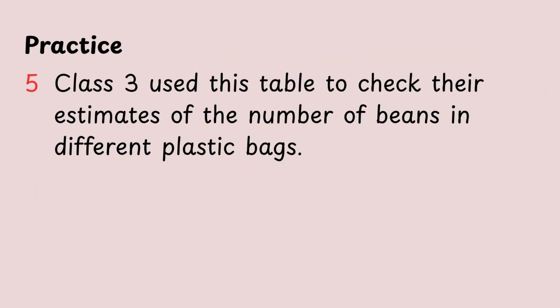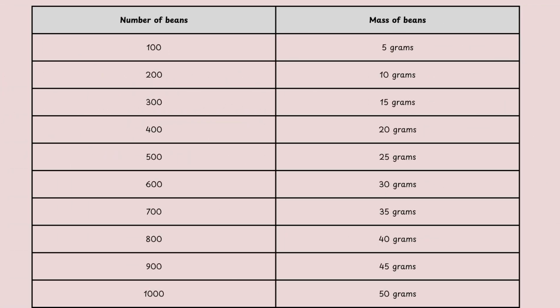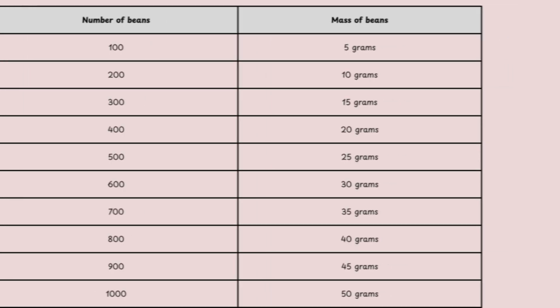Practice. Question number 5. Class 3 use this table to check their estimates of the number of beans in different plastic bags. Number of beans, mass of beans: 105 grams, 210 grams, 315 grams, 420 grams, 525 grams, 630 grams, 735 grams, 840 grams, 945 grams, 1050 grams.